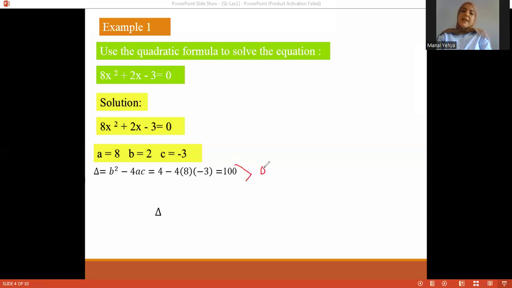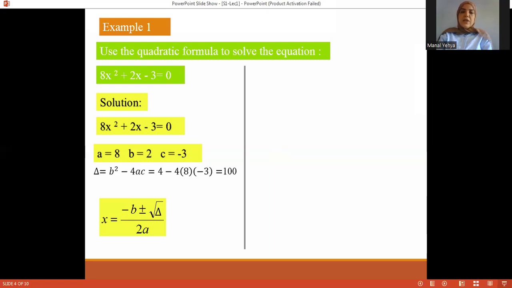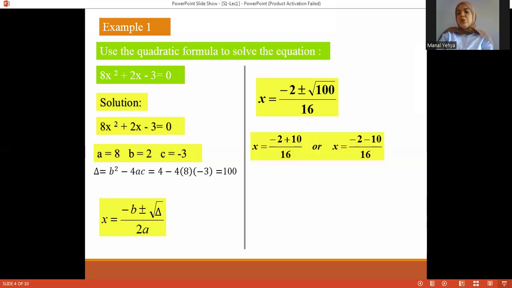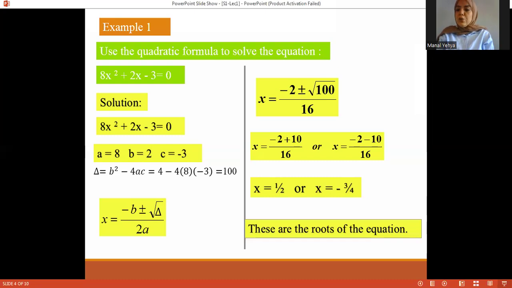We said that if delta is positive, we have two distinct roots, two different roots. What are they? The first root is minus b plus radical delta over 2a, and the second root is minus b minus radical delta over 2a. You just replace b by its value, delta by its value, and a by its value. So we will get two distinct roots. The first one is a half, and the second one is minus 3 over 4. So we have two distinct roots in this equation.